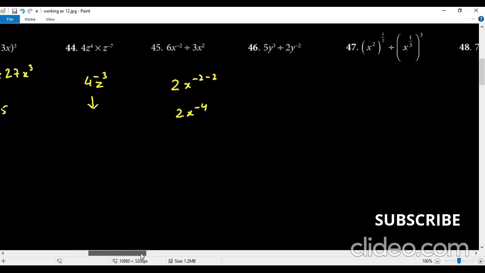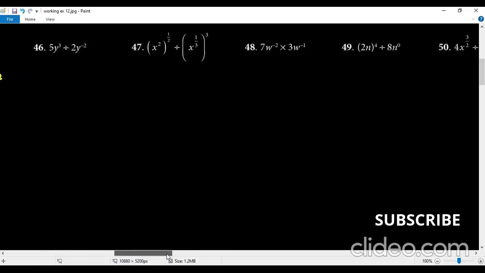Now moving on to the next one, which is the last question; it goes till 50. So this is giving us 5 divided by 2, which is 2.5, and y^(3-(-2)), minus minus 2 means 3 plus 2, giving us 2.5 y to the power 5. So 46 has answer 5 over 2, or you can write 2.5, both are going to be the same.